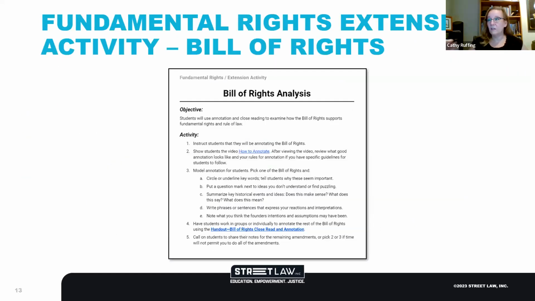where they do a really close reading of the Bill of Rights and analyze it. And of course, what that will let them do is see that a lot of the rights that they felt really strongly about are in the Bill of Rights, but maybe some aren't in the Bill of Rights. There's one in there about marriage.